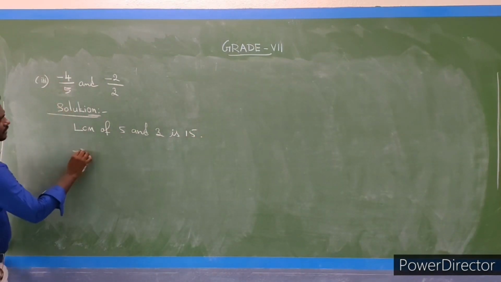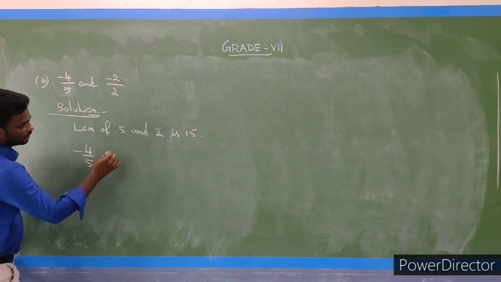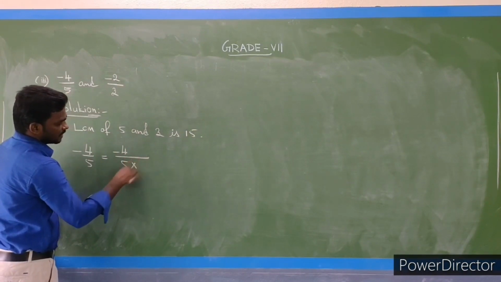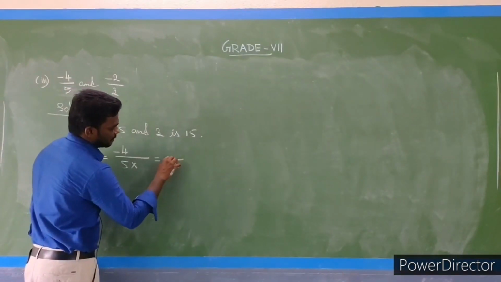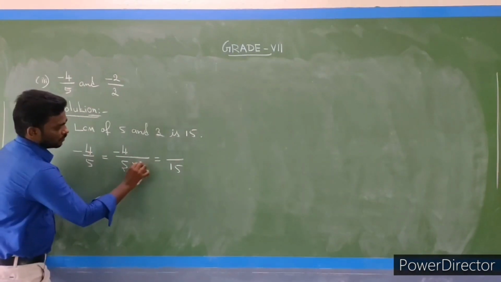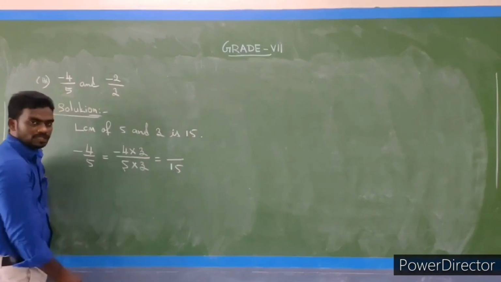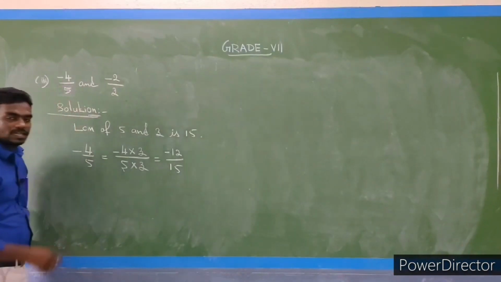So the first number, minus 4 by 5, is written with denominator 15. Which number is multiplied by 5 to get 15? That is the LCM number. 5 threes are 15, so the numerator is also multiplied by 3. So 4 threes are 12. Minus 4 into 3 is minus 12.